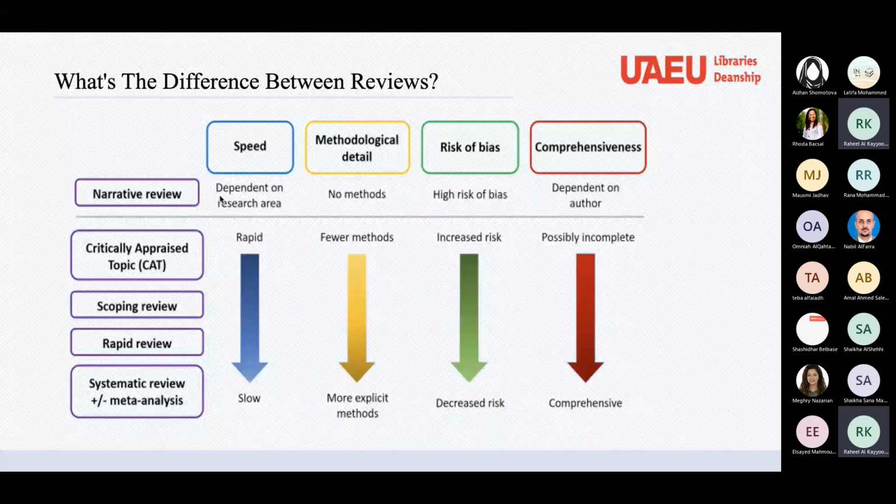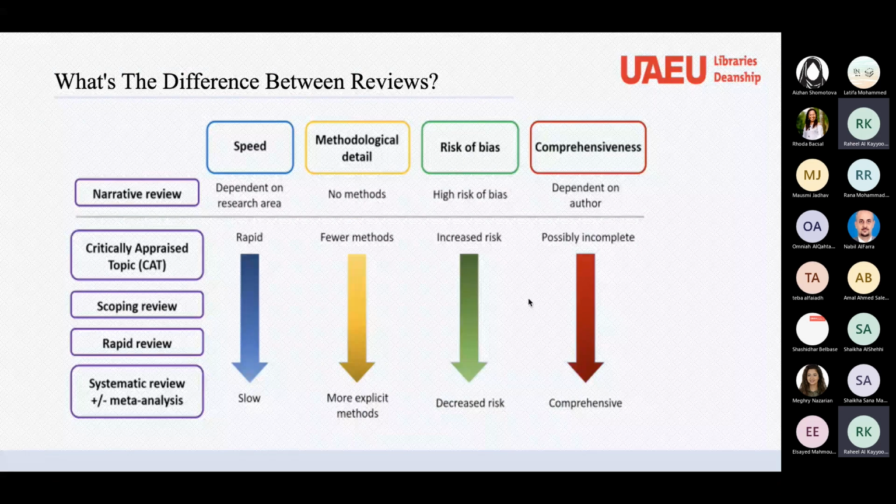Methodological detail, there is no method for a traditional review, but it mostly consists of introduction, body, and conclusions. We'll see a high risk of bias in some literature reviews. That means the author strongly agrees on ideas and ignores other perspectives or other points of view. And comprehensiveness also depends on the author and depends on the topic as well.